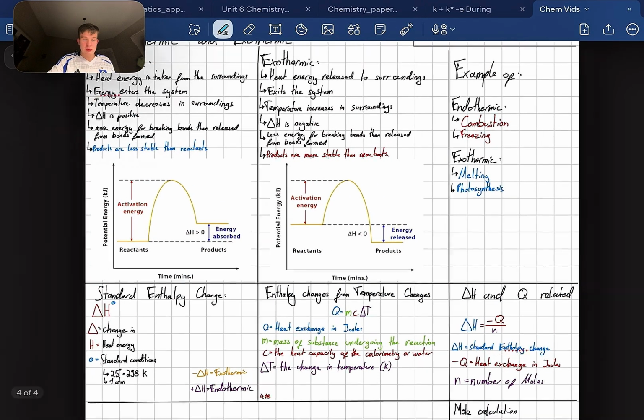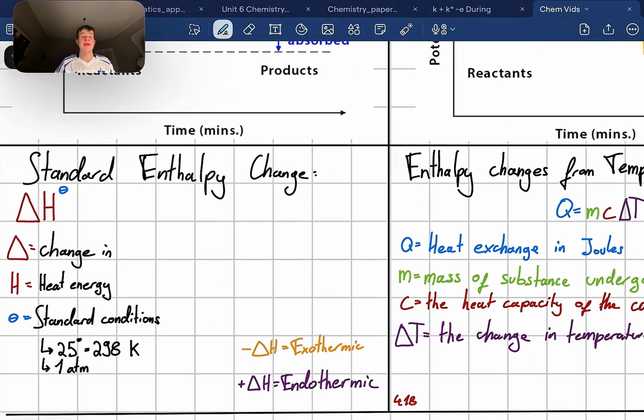So it's important to know what delta H is, which is the standard enthalpy change. And we can see delta means change in, and the H means heat energy. But also sometimes you will see a small circle on top, which has a line, which means standard conditions, which are usually at 25 degrees Celsius or 298 Kelvin. Also, they are at 1 atm, which is for pressure. And if delta H is negative, it means it's exothermic. And if delta H is positive, it means it's endothermic.